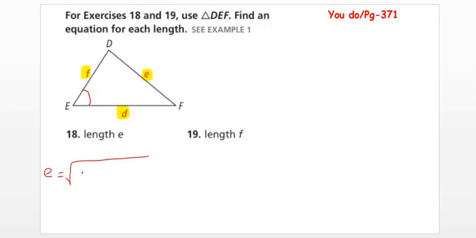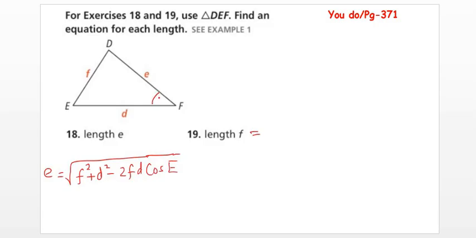So you can say over here f squared plus d squared minus 2fd times cos which angle? The angle that is opposite to the side e. So it's going to be angle E. Clear?